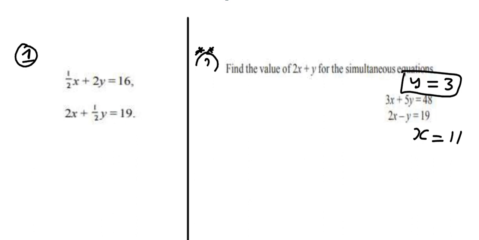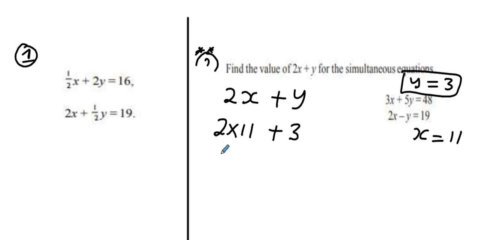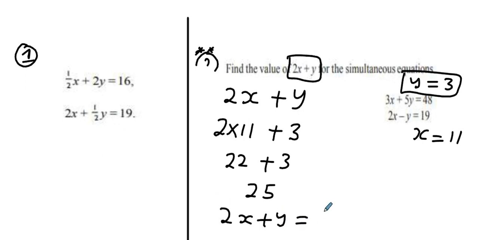The question is to find the value of 2x plus y. But now we already know the value of x. What is the value of y? So 2x plus y will be, 2x means 2 times x. But what is the value of x? The value of x is 11. Plus y. What is the value of y? It is 3. So 2 times 11 is 22, plus 3. 22 plus 3 will be 25. So the value of 2x plus y, the answer is 25.